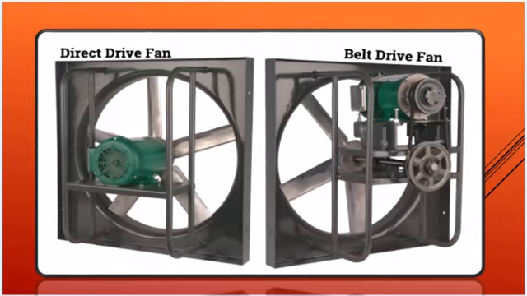Direct drive fan vs. belt drive fan. Direct drive fan. The motor is directly connected to the fan blades. Fewer moving parts, which leads to less maintenance. More efficient and quieter than belt drive fans. Belt drive fan. The motor is connected to the fan blades through a belt system. More moving parts, which leads to higher maintenance requirements. Can be more powerful than direct drive fans.